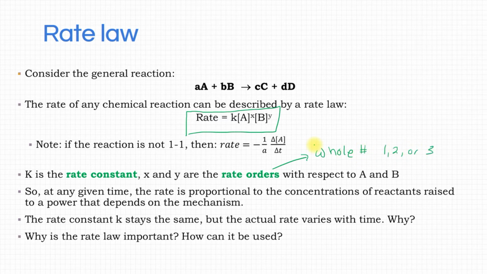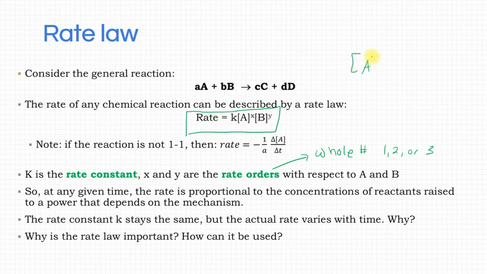And really the method of initial rates is made so we can find x's, y's, and k's. That's our goal. So we measure the rate in the lab. We figure out k based on our measurements. We figure out x and y based on our measurements. And we already know the concentration of A and the concentration of B.